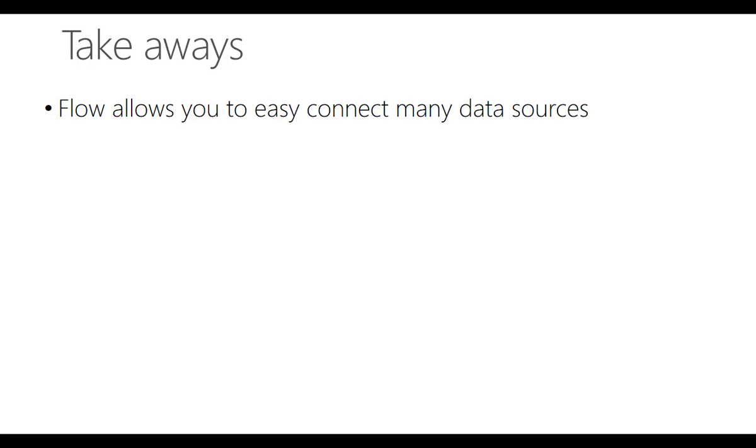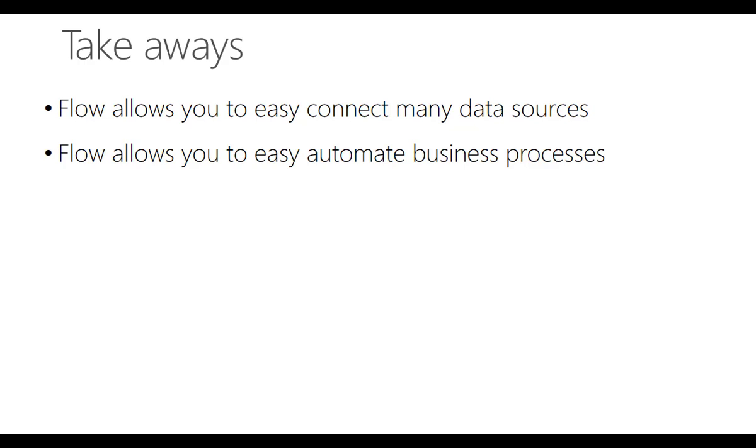So the takeaways. Flow is an easy way to connect to many different data sources inside and outside Office 365. You can connect to your on-prem environment, to things like Twitter, Facebook, and third-party applications, plus your standard Office 365 services like Outlook, SharePoint, and whatnot. Flows allow you, in essence, to automate business processes.